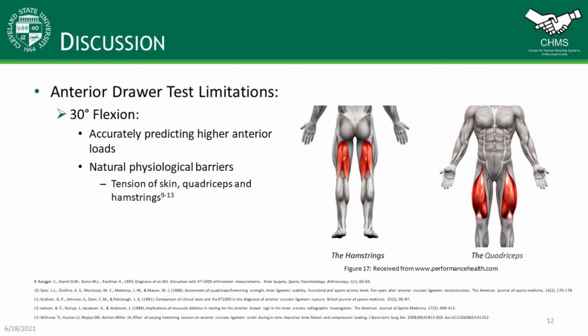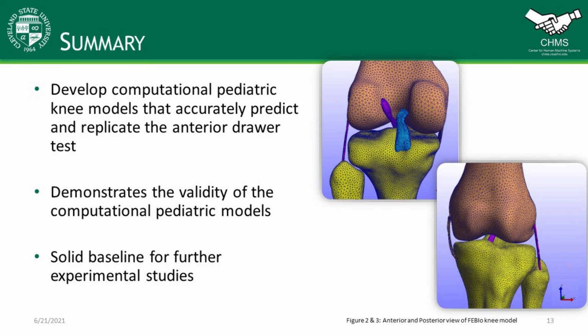This in part can be due to natural physiological barriers such as the tension of the skin, quadriceps, and hamstrings, which are not included in this study and have been shown to impact anterior tibial translation. Nevertheless, we were able to develop computational pediatric knee models that can accurately predict and replicate the anterior drawer test, which further demonstrates the validity of these knee models and provides a solid foundation for further experimental studies.